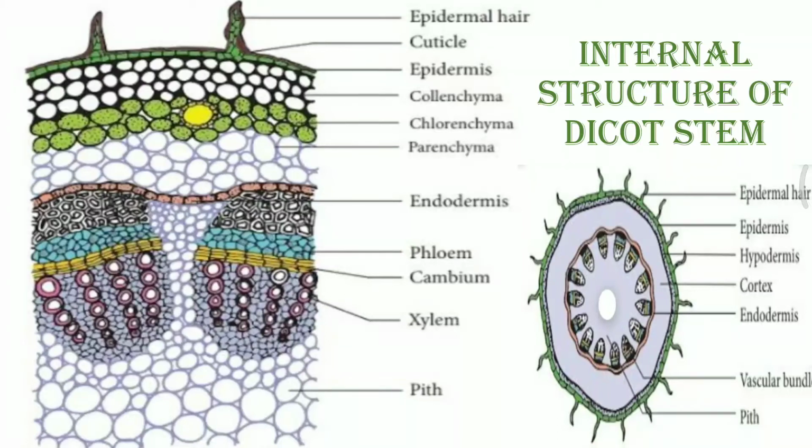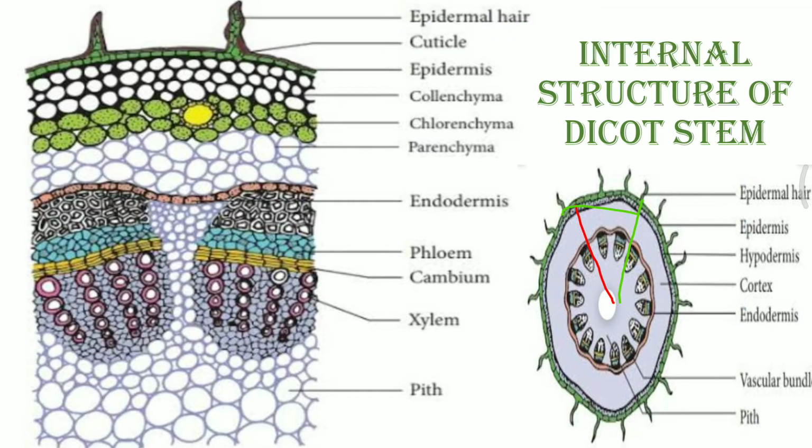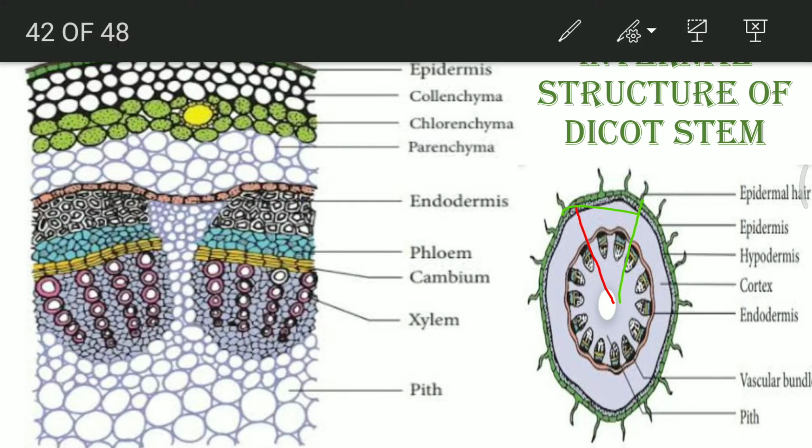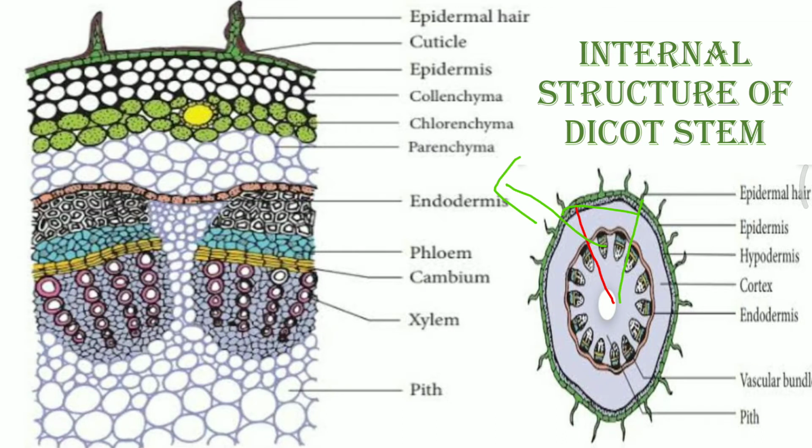Discussing the internal structure of a dicot stem, we again start from the periphery, that is from the epidermis, towards the innermost part, that is the pith. I have taken two diagrams. Please make sure that you understand that both these diagrams are the same diagram. Just see that this triangular portion which I have cut is this enlarged view. We can very well see all the structures which are present.